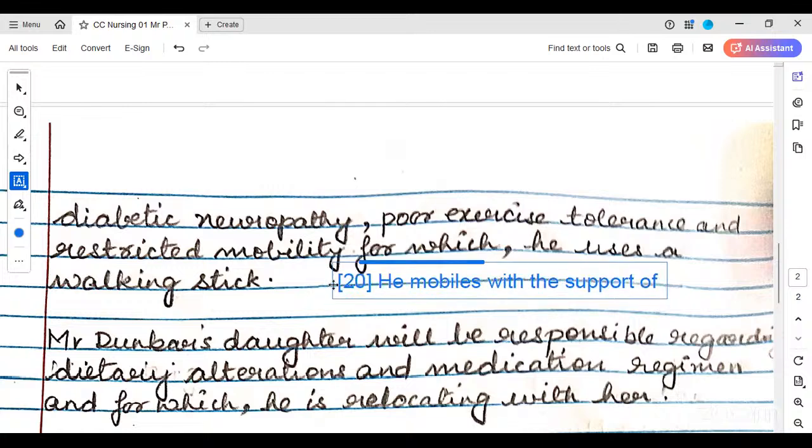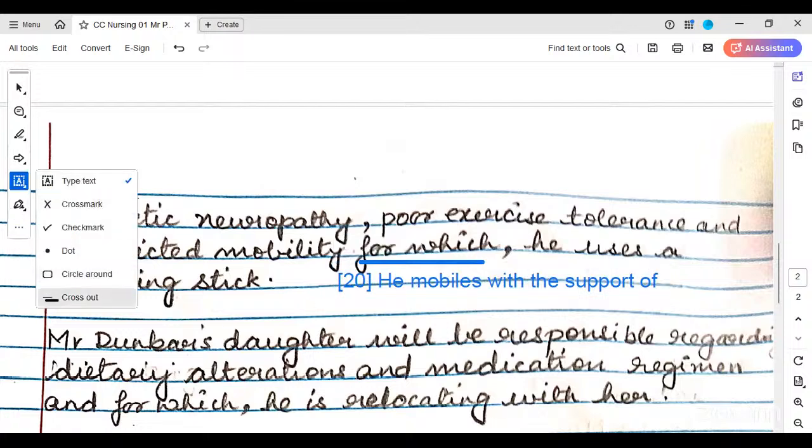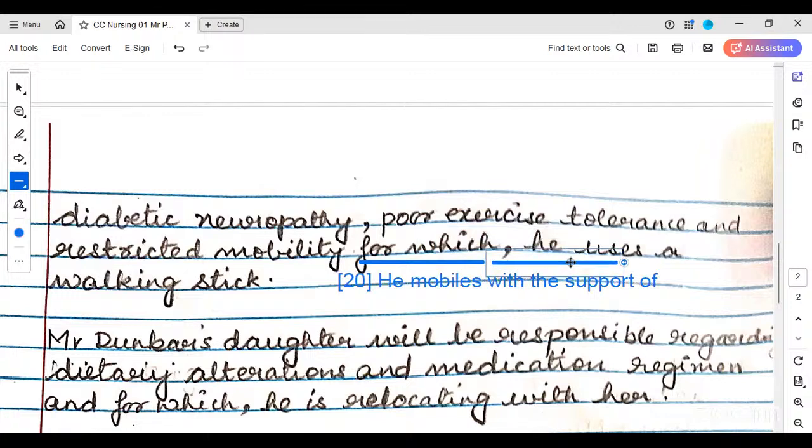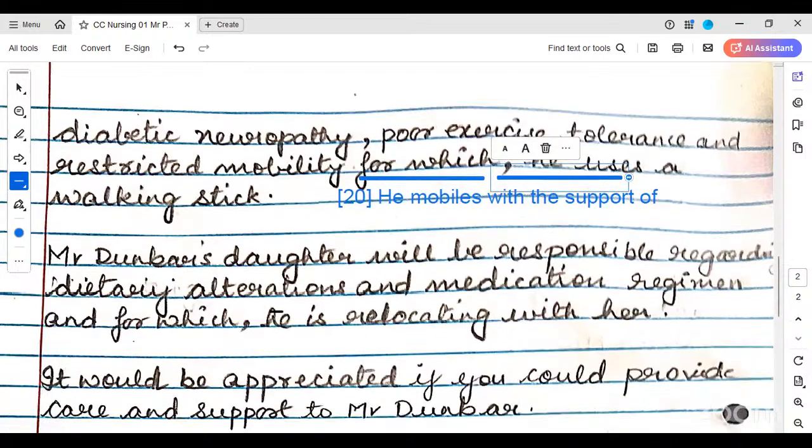So you can improve your quality there. He mobilizes with the support of a walking stick. He uses a walking stick is simple. So why is he using a walking stick? He mobilizes with the support of a walking stick. All right. Remember. Next one.